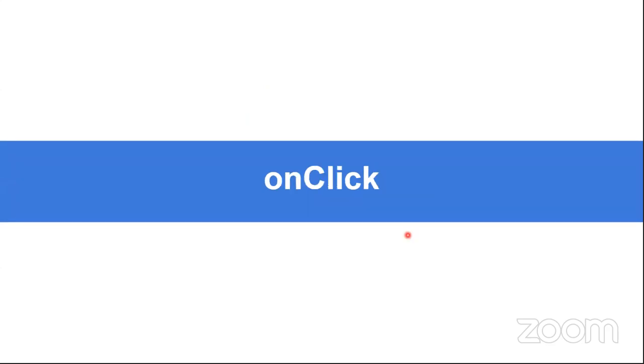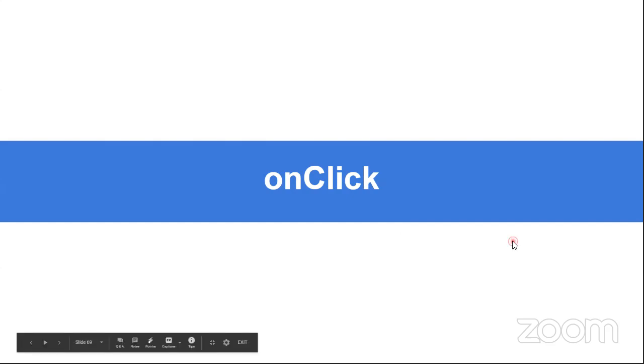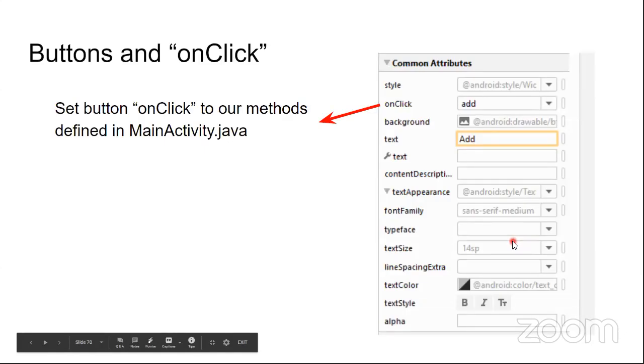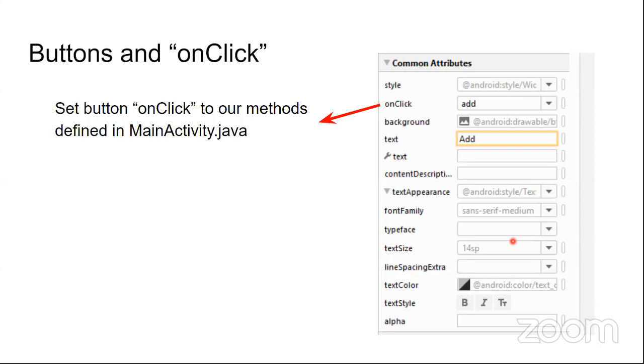So the next, I think, last part of this workshop. In this workshop, I won't cover everything. In the slides, there's even more stuff that you guys could go through. But yeah, okay, the next thing is onClick. So buttons and onClick. When you click a button, it has this thing called onClick. So after you click it, it will execute the code that you put here. So we want to execute the methods we just defined. So set button onClick to our methods that we just defined in main activity.